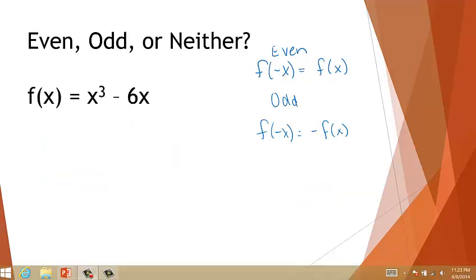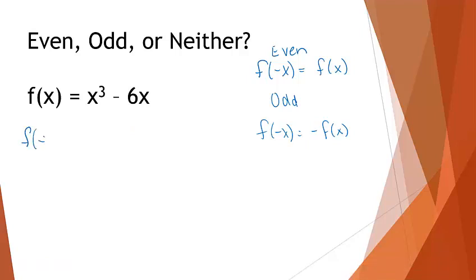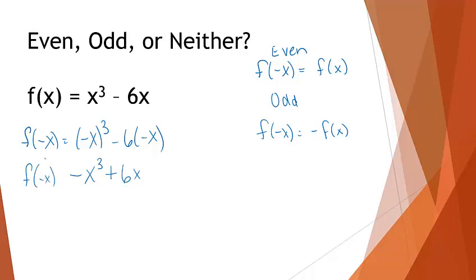Alright, let's take another example, and this time we have function f, so let's evaluate at negative x. We'll fill in negative x wherever we see our x value. This time we have an odd exponent, which tells me that this is going to stay negative. So I have negative x to the third here. And then I've got negative 6 times negative x, and I know a negative times a negative is a positive, so I have positive 6x. So function f evaluated at negative x gives me negative x to the third plus 6x.